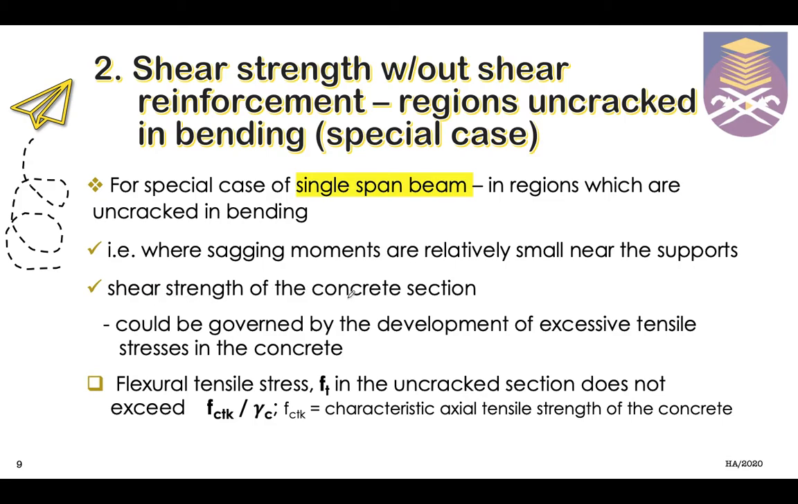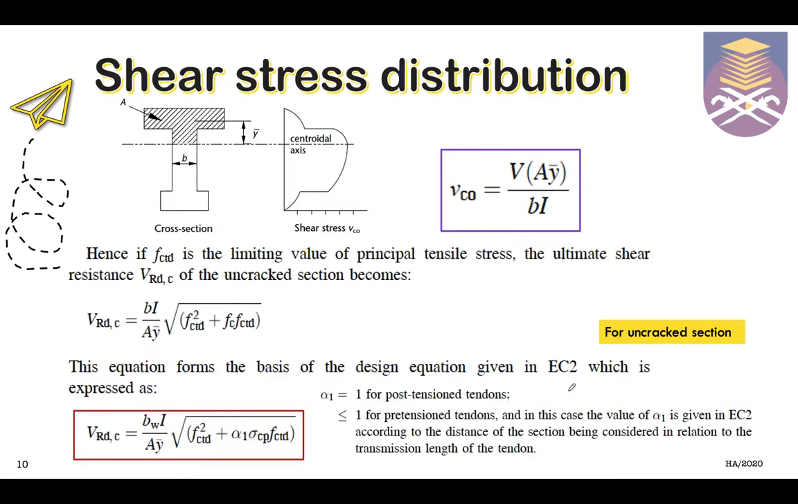The shear strength of the concrete section could be governed by the development of excessive tensile stresses in the concrete. So the flexural tensile stress Ft in the uncracked section does not exceed FCTK over gamma C, whereas the FCTK is the characteristic axial tensile strength of the concrete. So this is a special case that needs to be considered.